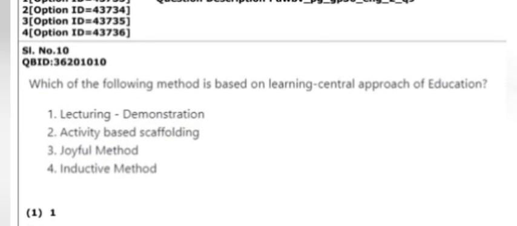Number 10, it says, which of the following method is based on learning central approach of education? Lecturing, demonstration, activity based scaffolding, joyful method, inductive method. It will be activity based scaffolding.